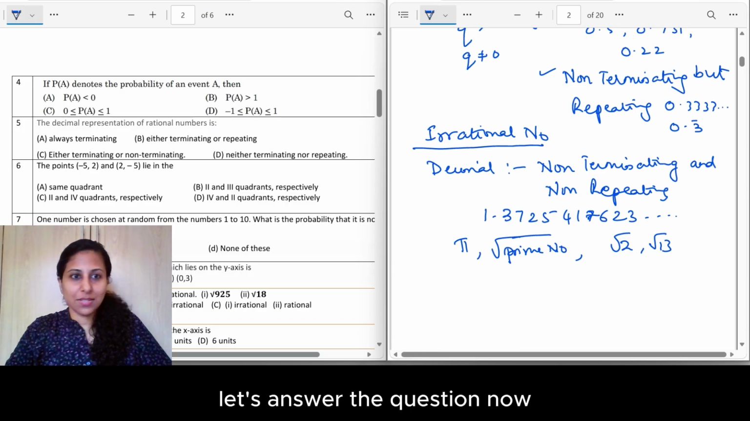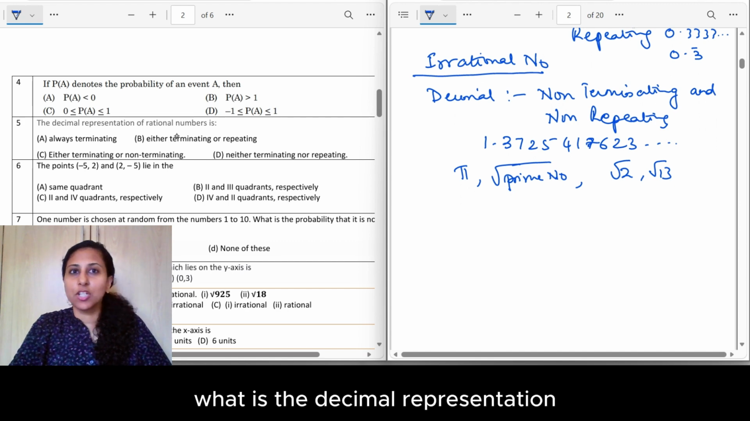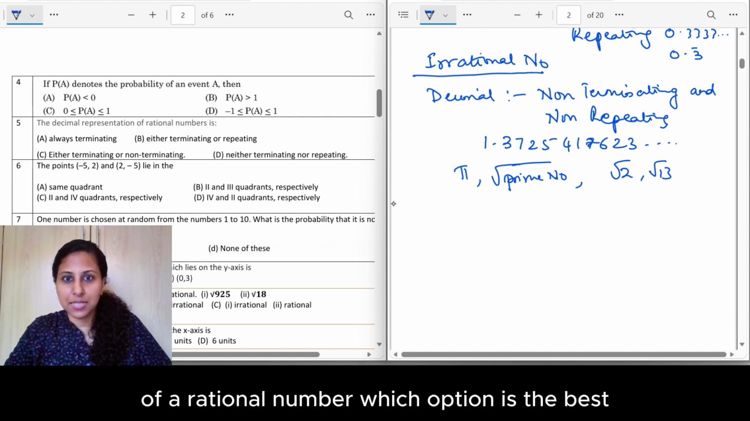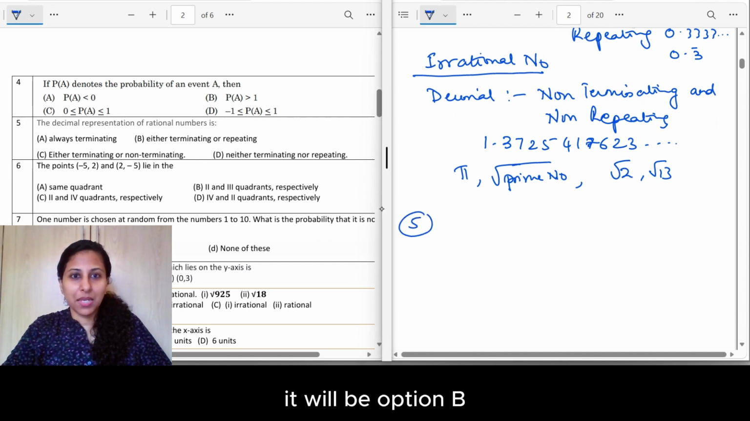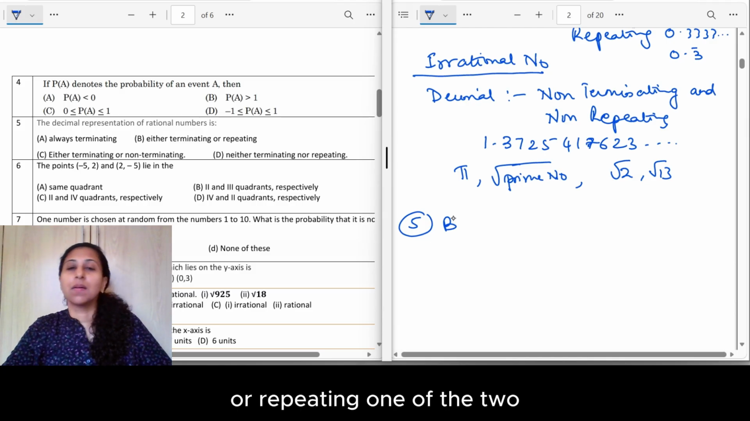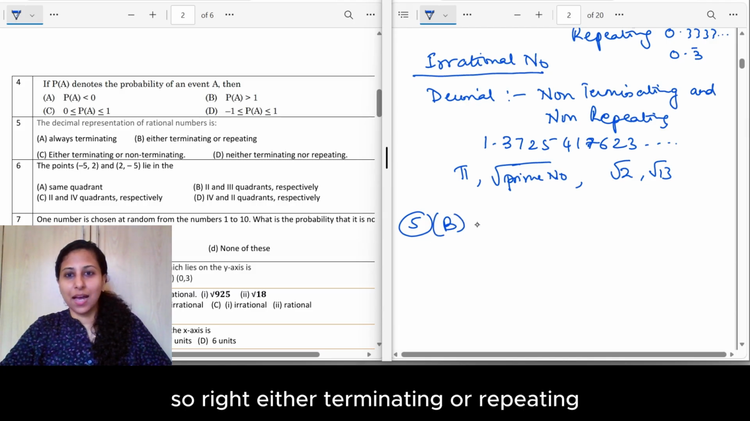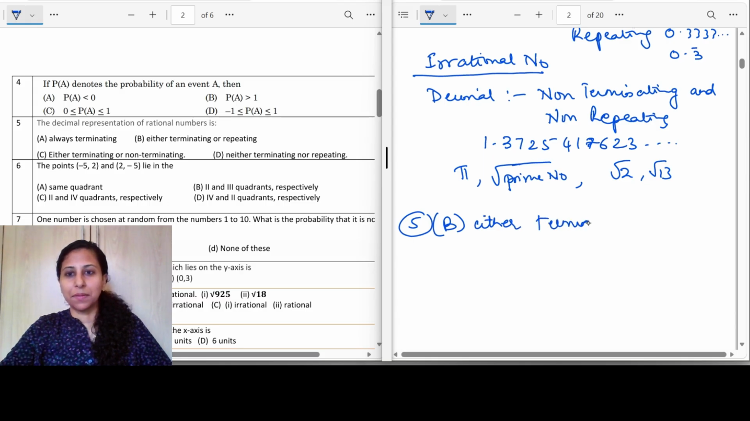Let's answer the question now. So I have already explained this. What is the decimal representation of a rational number? Which option is the best? It will be option B. A rational number would be either terminating or repeating. One of the two it has to be. So write either terminating or repeating.